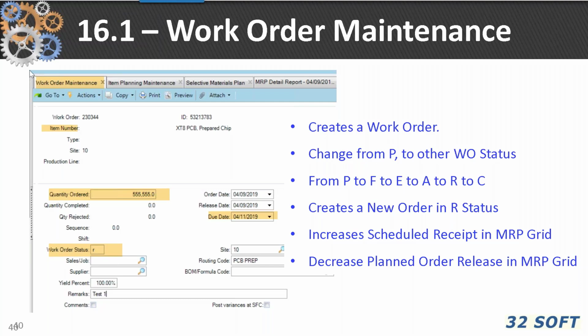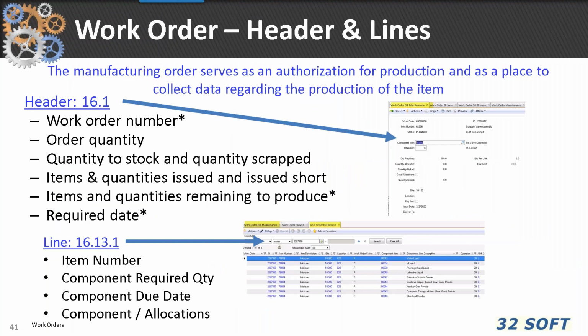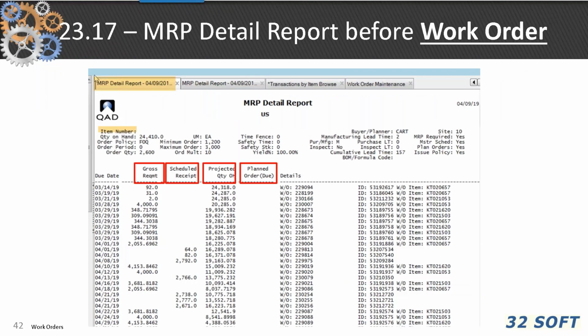As mentioned, the manufacturing work order serves as the authorization for production. The manufacturing order consists of 16.1, which defines the work order, the part number, the quantity issued, etc. The 16.13.1 work order bill maintenance allows the planners to change component items, component requirement dates, and component allocations. So let's look at the work order process and how MRP is updated.